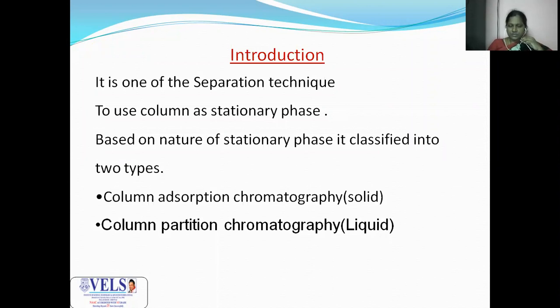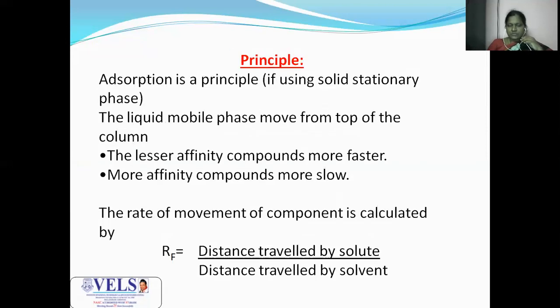In adsorption chromatography, a solid is used as the stationary phase, so adsorption is the principle. It separates substances according to the affinity of the compounds. Compounds with lesser affinity are easily separated and come out faster. Compounds with more affinity travel slower and come out later. The rate of movement of a component is calculated from the distance traveled by the solute and the distance traveled by the solvent.